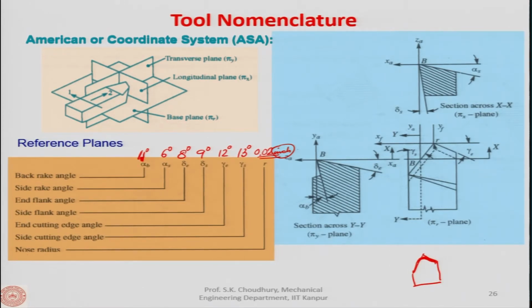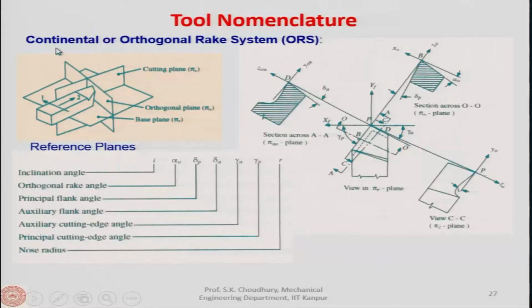As you can understand, this coordinate system is the easiest one, because it is in the x, y, z. If the planes which are taken, like as I have shown here, are otherwise, in that case the definition of the angles may be a little more complicated. Let us see another system which is called the continental or orthogonal rake system. This is the ORS, the orthogonal rake system.